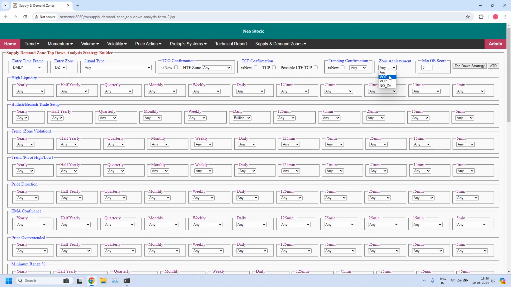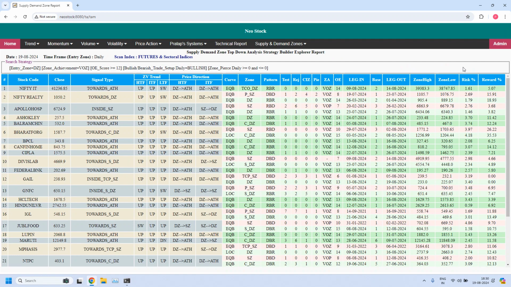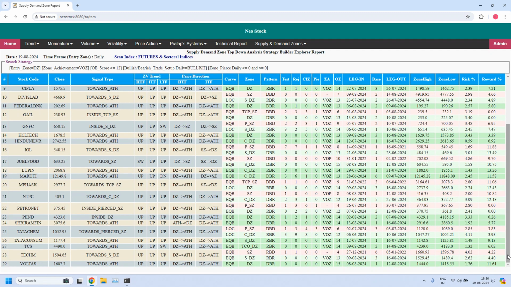Zone achievement should be violated opposing zone. Minimum odd enhanced score is 12. All the filters are applied to the daily demand zone. So this is the filtered list, and all these stocks are supporting the bullish trade setup for the monthly income trade. Let me scroll the list down. So a total of 29 stocks are filtered. They are supporting the bullish trade setup for the monthly income trade.